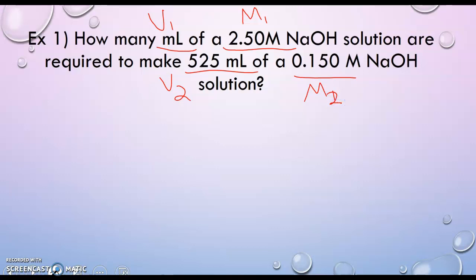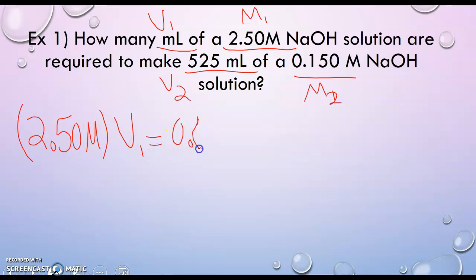Honestly, it doesn't matter if you made V2 and M2 the opposite. If you put them in the beginning of the equation and the others in the second half of the equation, it doesn't matter. You'll still get the same answer. So I just like to label things as I read the question. So in this case, we have 2.50 molarity times V1, our unknown, and that's equal to M2 times V2.